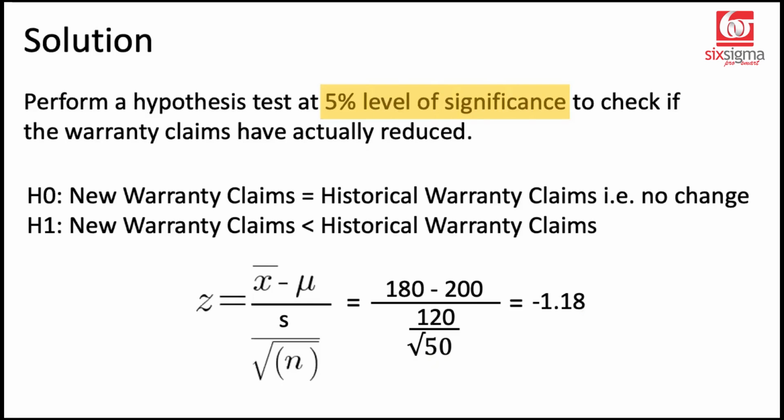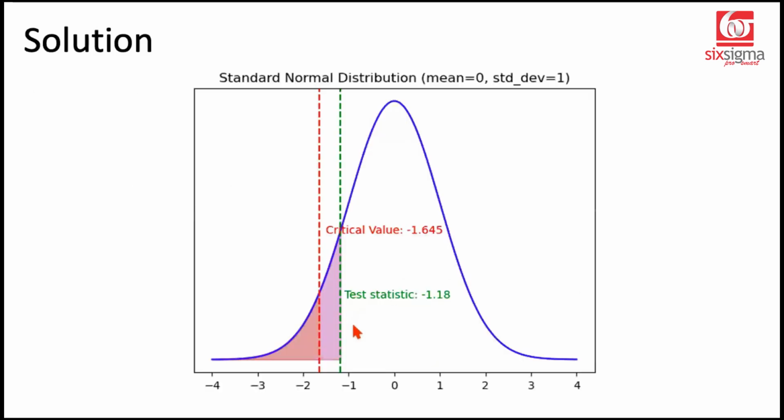Let's understand visually how it looks. So this is the scenario. Now, if you see, we have to put the alpha risk on the left tail because it's a less than kind of alternate hypothesis. If you look at the critical value, it is negative 1.645. And the test statistic is negative 1.18, which is to the right of the critical value. Basically, it doesn't fall in the rejection region here. So from the critical value method, you would say we fail to reject the null hypothesis.